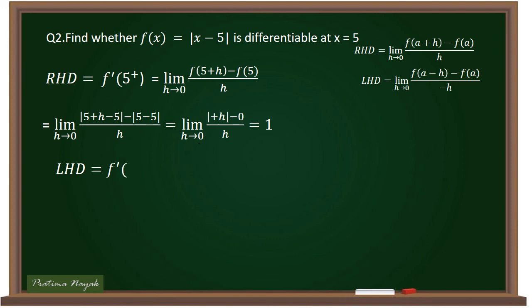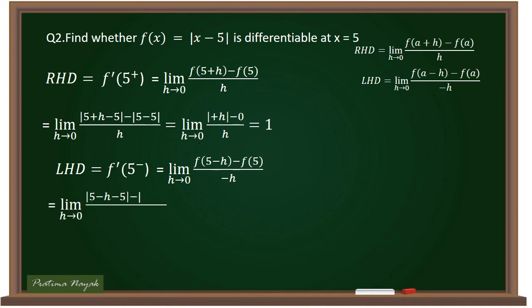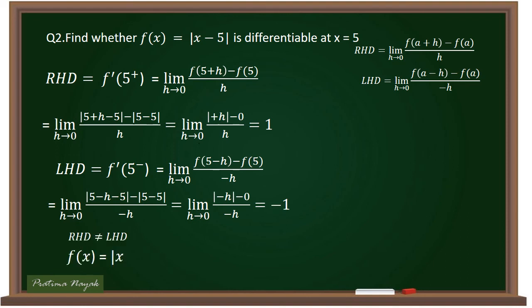Similarly, LHD is equal to f dash 5 minus, it will be (f(5-h) - f(5))/(-h). So you will put modulus of (5 - h - 5), again it will be modulus of (-h), it will be plus h. The plus h by (-h) is minus 1. So RHD is not equal to LHD. So f(x) = modulus of (x - 5) is not differentiable at x is equal to 5.